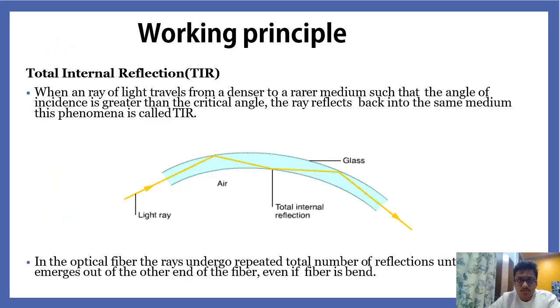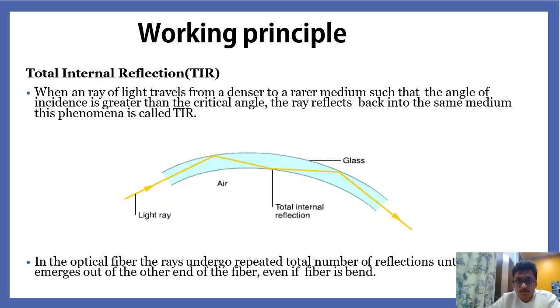The working principle. The working principle of optical fibers is total internal reflection. So what is total internal reflection? When a ray of light travels from a denser to a rarer medium such that the angle of incidence is much greater than the critical angle, the ray reflects back into the same medium. This phenomenon is known as TIR, or total internal reflection.